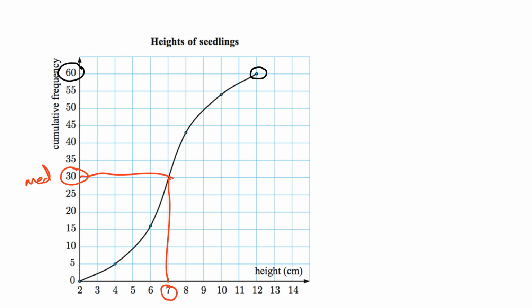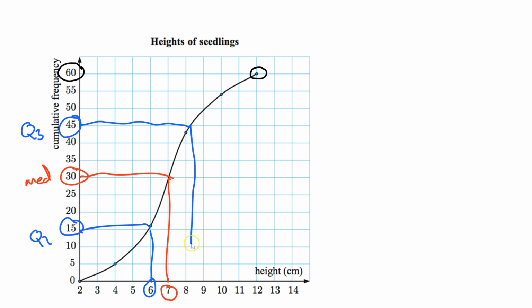Now, if I want to find Q1, the lower quartile, that's the median of the bottom half, which, since that's 30, would be 15. Q1, or lower quartile: go across, terrible line, go down, so it should be around 6, because my drawing is terrible. The upper quartile, or the median of the top half, would be between 60 and 30, so 45. That'd be Q3. You go across, go down, and then you just estimate. It looks like 8.4 or something.